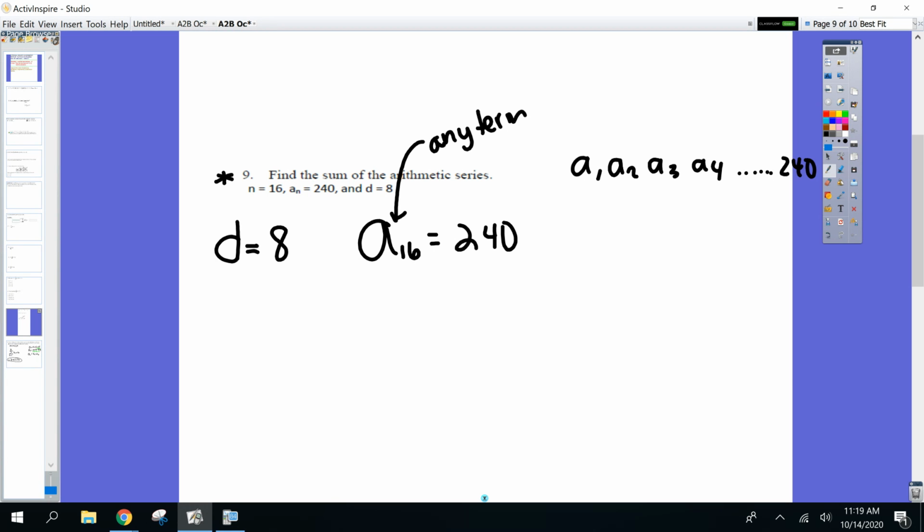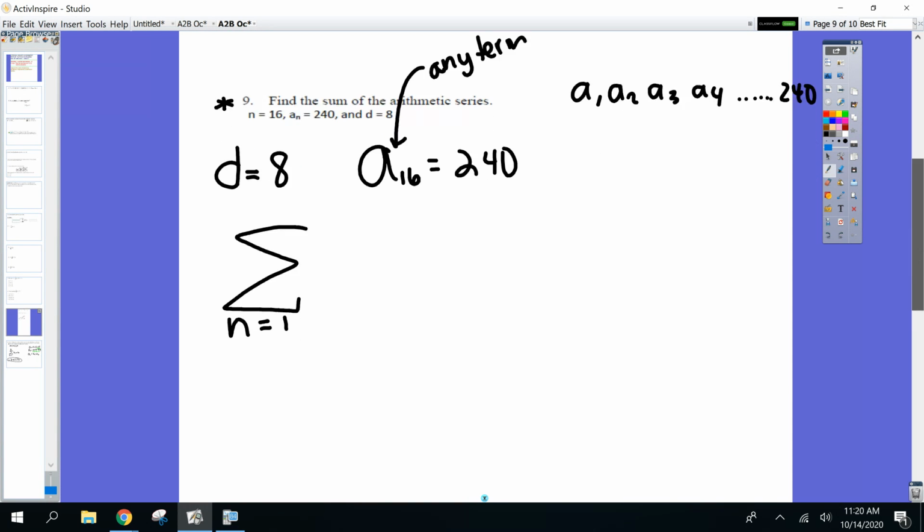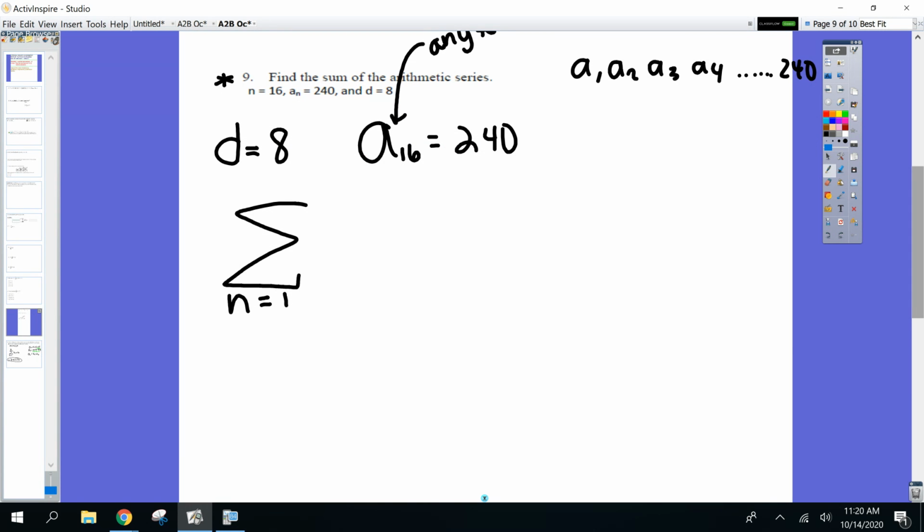All right, since I'm adding a sequence, let's start building our sigma so we can plug it in our calculator. We always start at what on the bottom of the sigma? What's always our starting number? 1. So n equals 1. Okay, I'm going to plug in 1 through what? Well, we already know. How many terms are in this sequence? 16. So I'm going to go from 1 to 16. I don't have to find that top number.